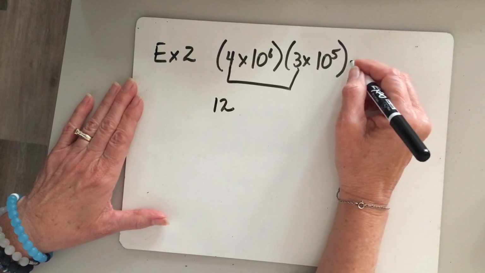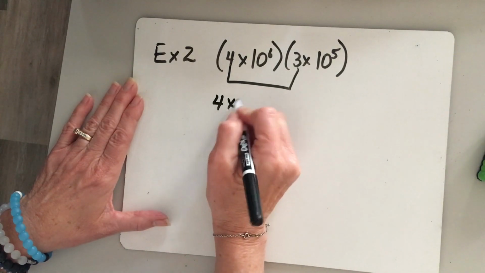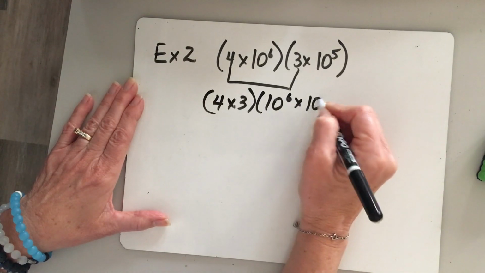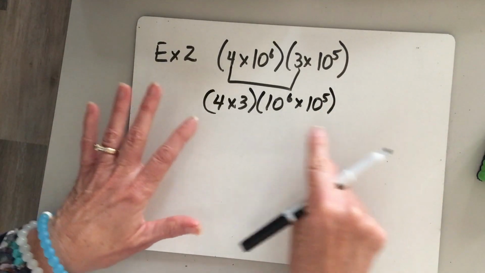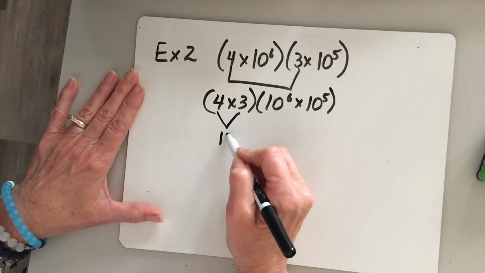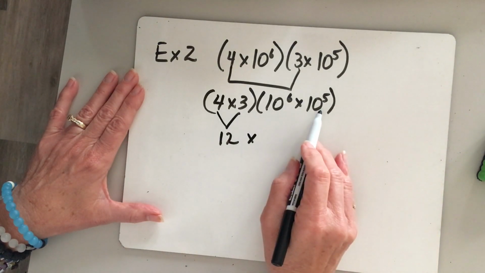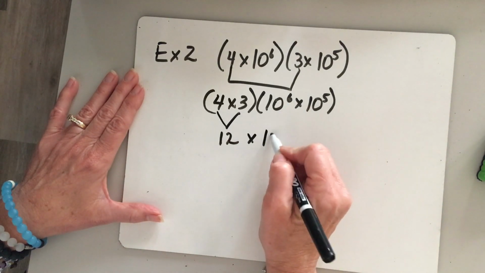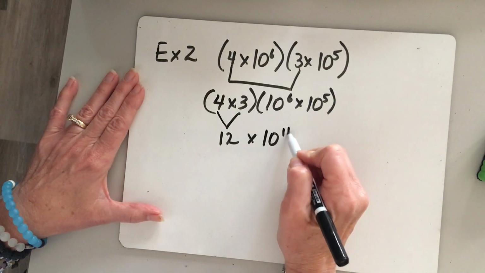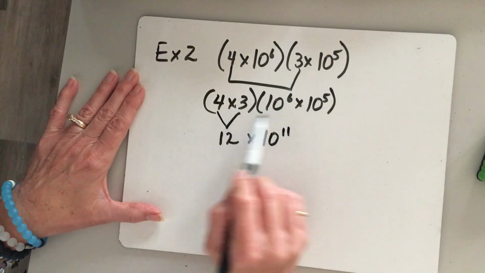I'm really almost rewriting my problem so that it looks like 4 times 3, and then I'm multiplying 10 to the 6th power times 10 to the 5th power. I'm really just rearranging it and then I'm grouping things together. Now you can see 4 times 3 is 12, and then you can see this right here. You can see 10 to the 6th power times 10 to the 5th power. We're going to put our base number 10. 6 plus 5 is 11, and that goes right there. So we just rearranged it and then we multiplied it.